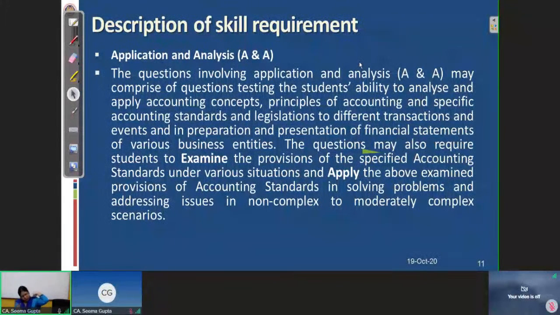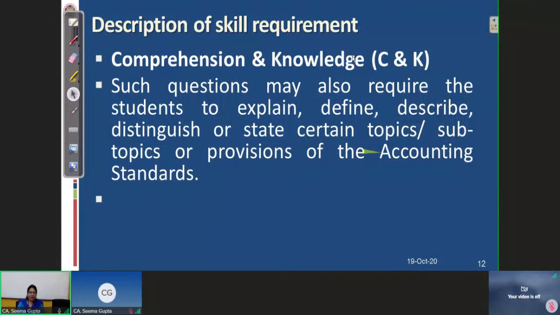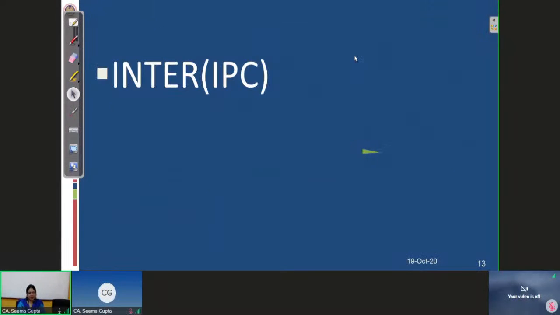First of all, be very confident and assured that nothing will come in the question paper beyond the scope of the syllabus. You have to apply the provisions of the accounting standards while solving problems of non-complex to moderately complex situations, because at intermediate level, highly complicated problems will not be asked. Then we have CNK, that means comprehension and knowledge, where you may be required to explain, define, or describe something.